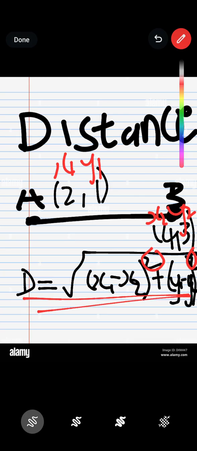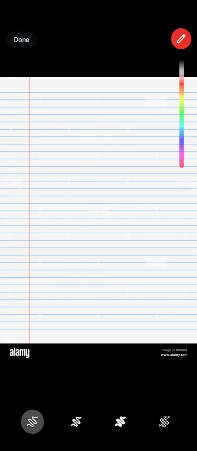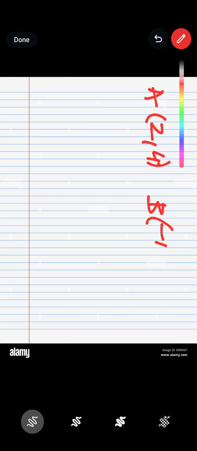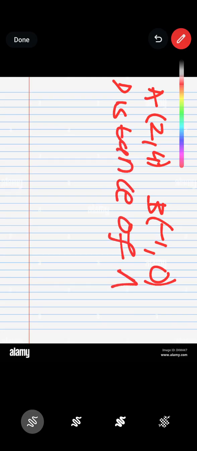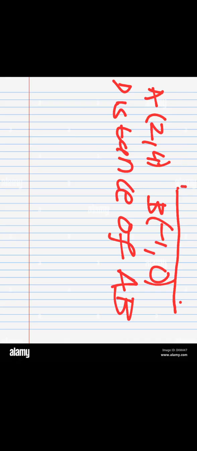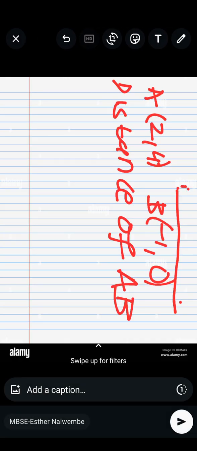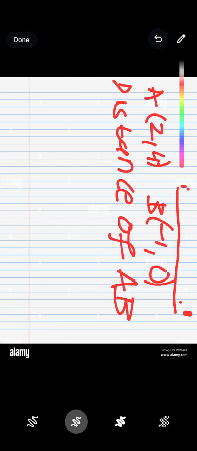Okay, then let's do an example. So let's say we've been given point A 2 4 and point B negative 1 0. Then they want us to find distance or length of A, B. So A and B are just 2 points, which are on the line. So they want the distance from A to B. So this is A and this is B. They just want the distance from here to here.